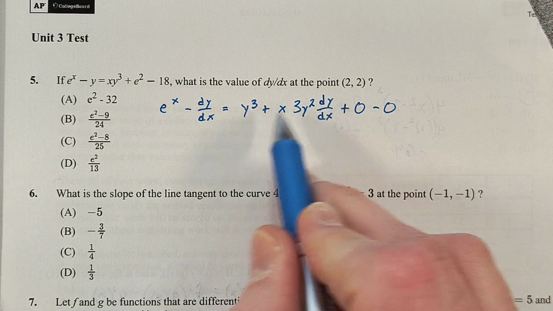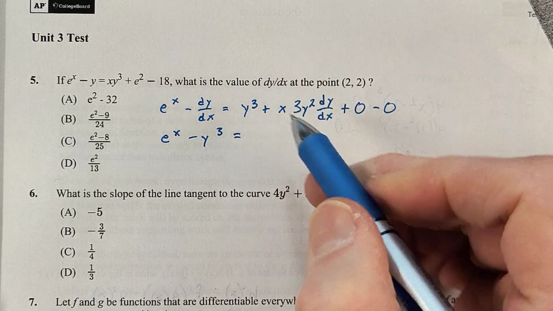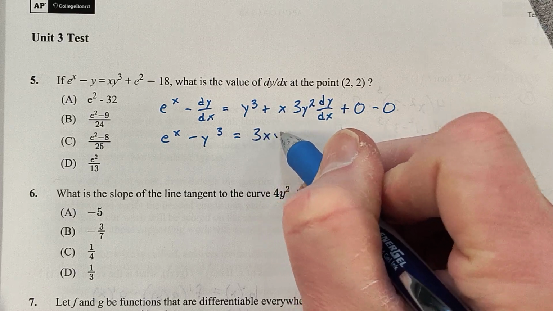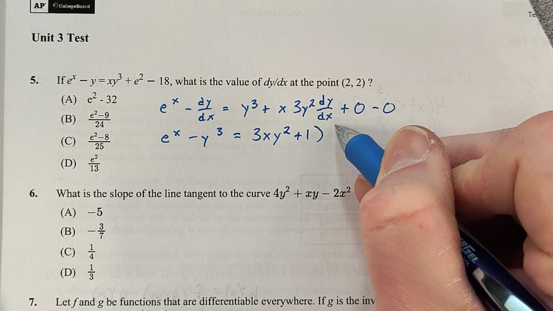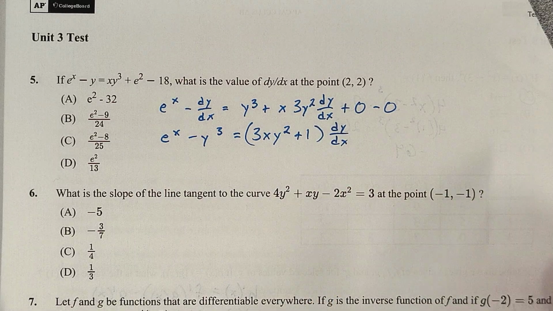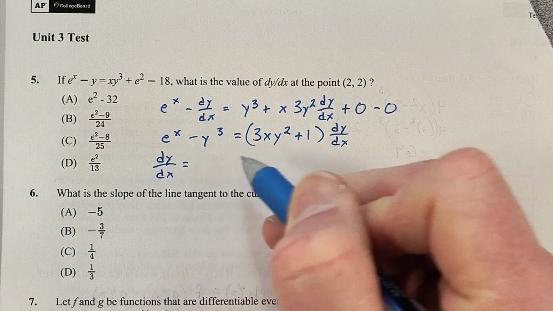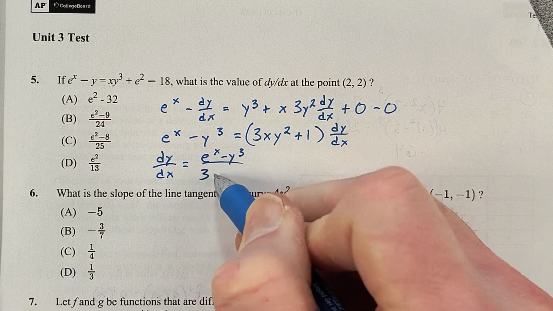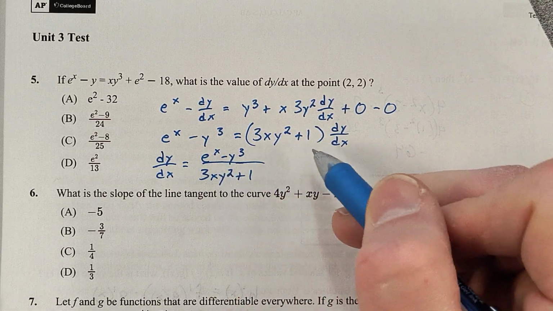So I'm going to add this to the other side, subtract that. So we're going to end up with e to the x minus y cubed equals, let's see, I'm going to move the 3 out front. So I got 3xy squared. And then I'll add this over. So that's a plus 1. All of that, we'll factor out that dy dx. And ignore the zeros, divide this over. And what we have is that dy dx is equal to e to the x minus y cubed over this whole thing, 3xy squared plus 1.